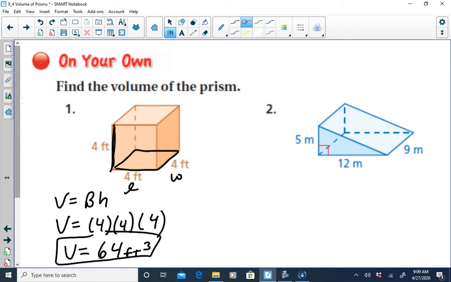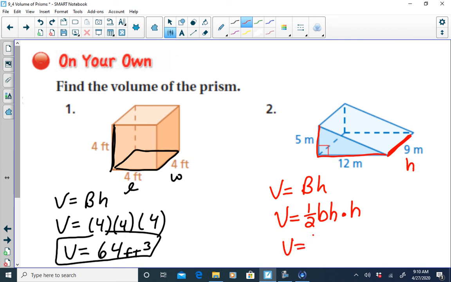All right, let's try another one. Volume is going to be equal to base area times the height. So that base area is going to be 1/2 base times the height of the triangle, but then we have to multiply by the height of the prism as it sits on its base. So it's going to be our other H. So volume is going to be equal to 1/2 of 12 times 5, and then we multiply by the height of the prism, 9.